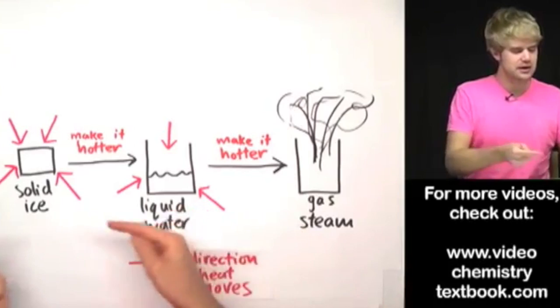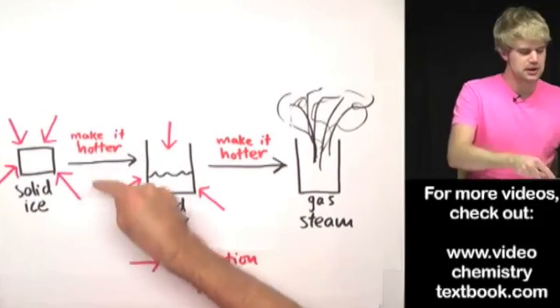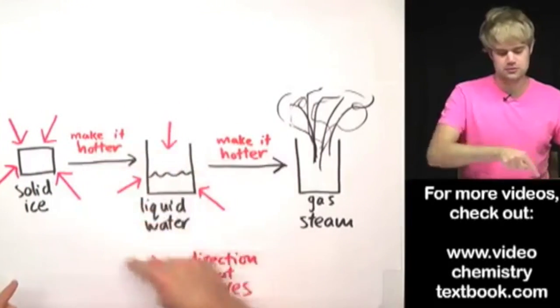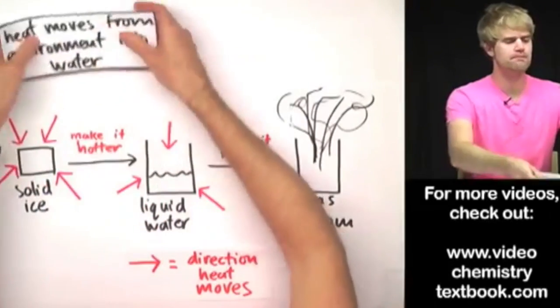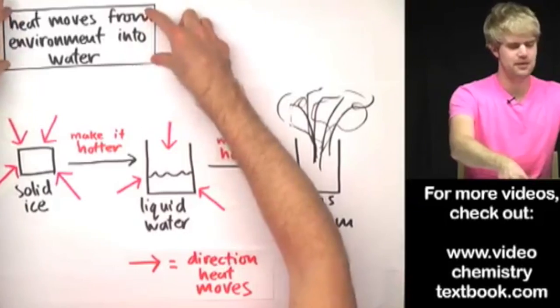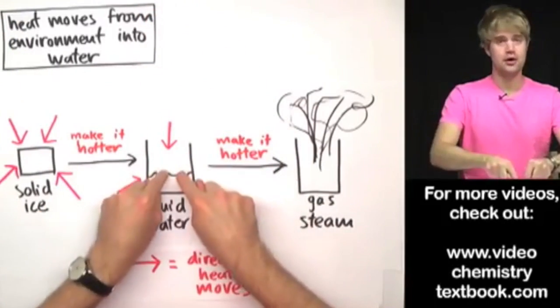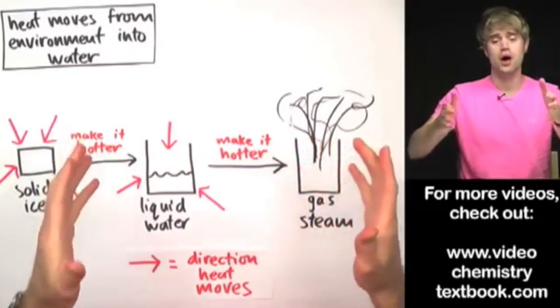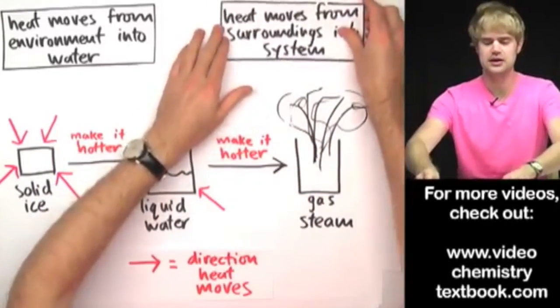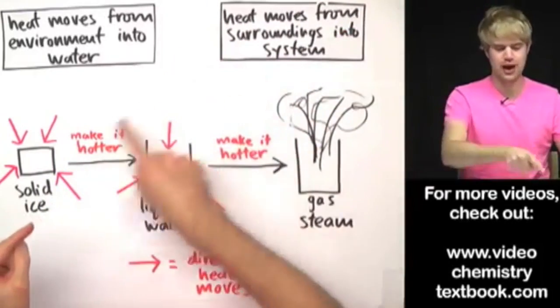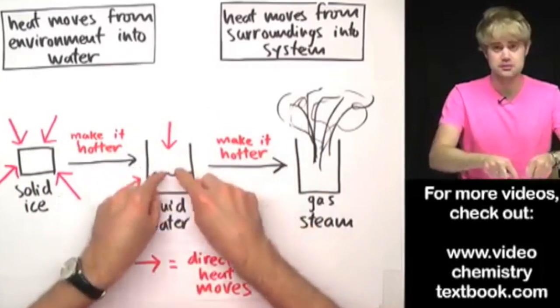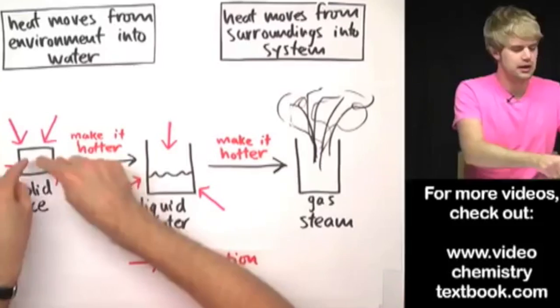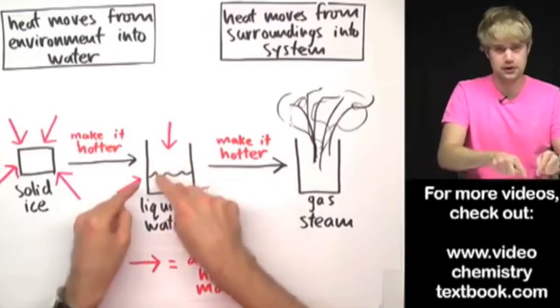So we can say that heat is moving from the environment into the ice, heat is moving from the environment into the water. So heat moves from environment into water here. Or if we wanted to sound more scientific about it, we'd say that heat, in this case, moves from the surroundings, a fancy word for the environment, into the system. The system is just whatever we want to focus on. Here the system is the ice. Here the system is the liquid water.